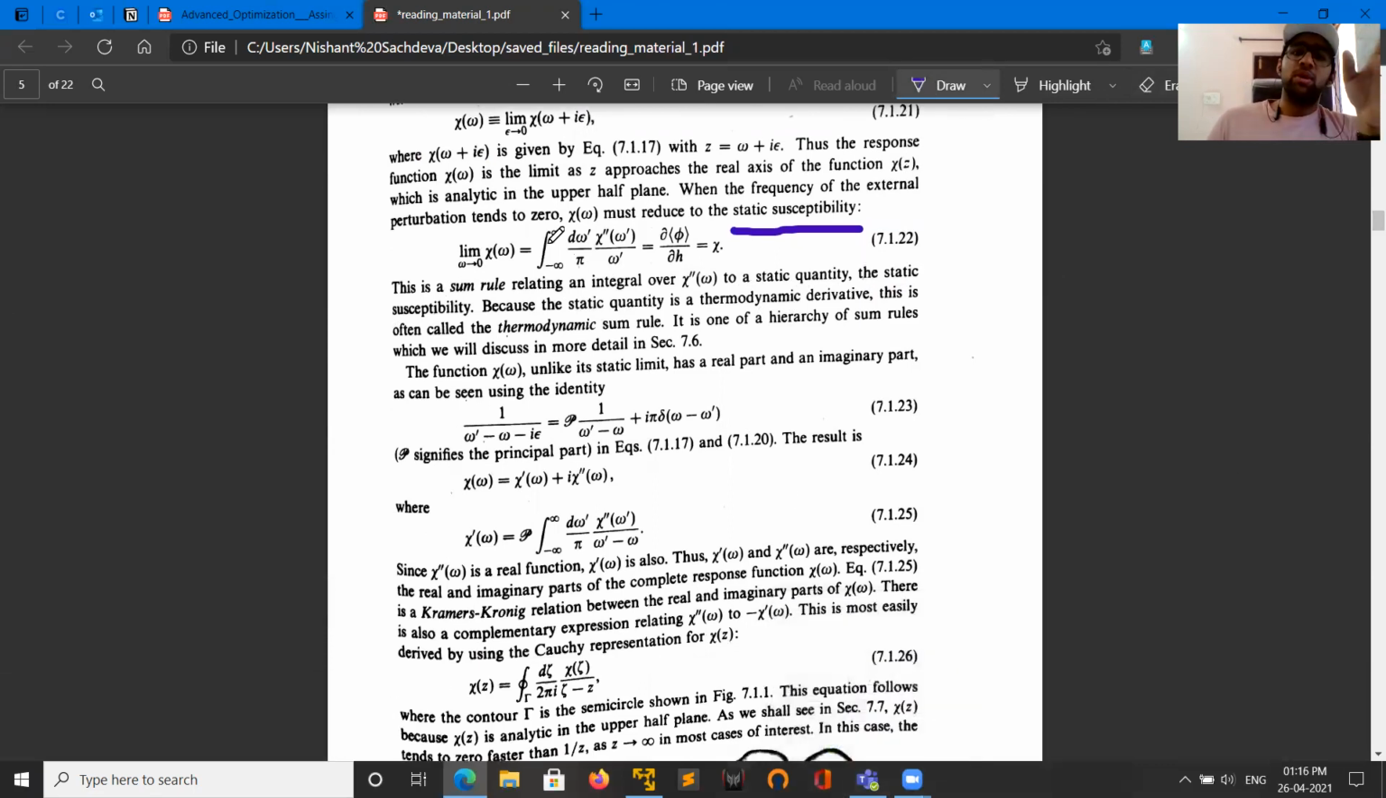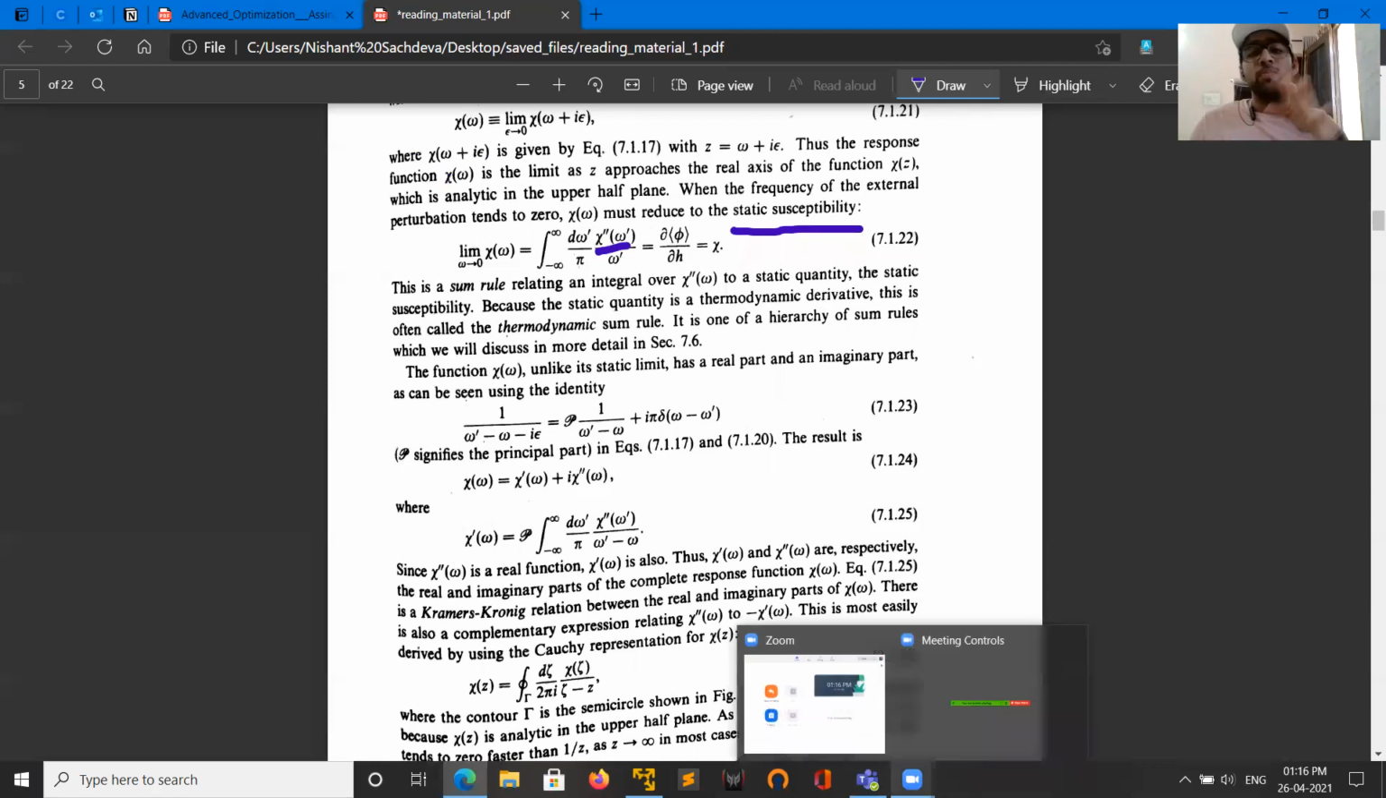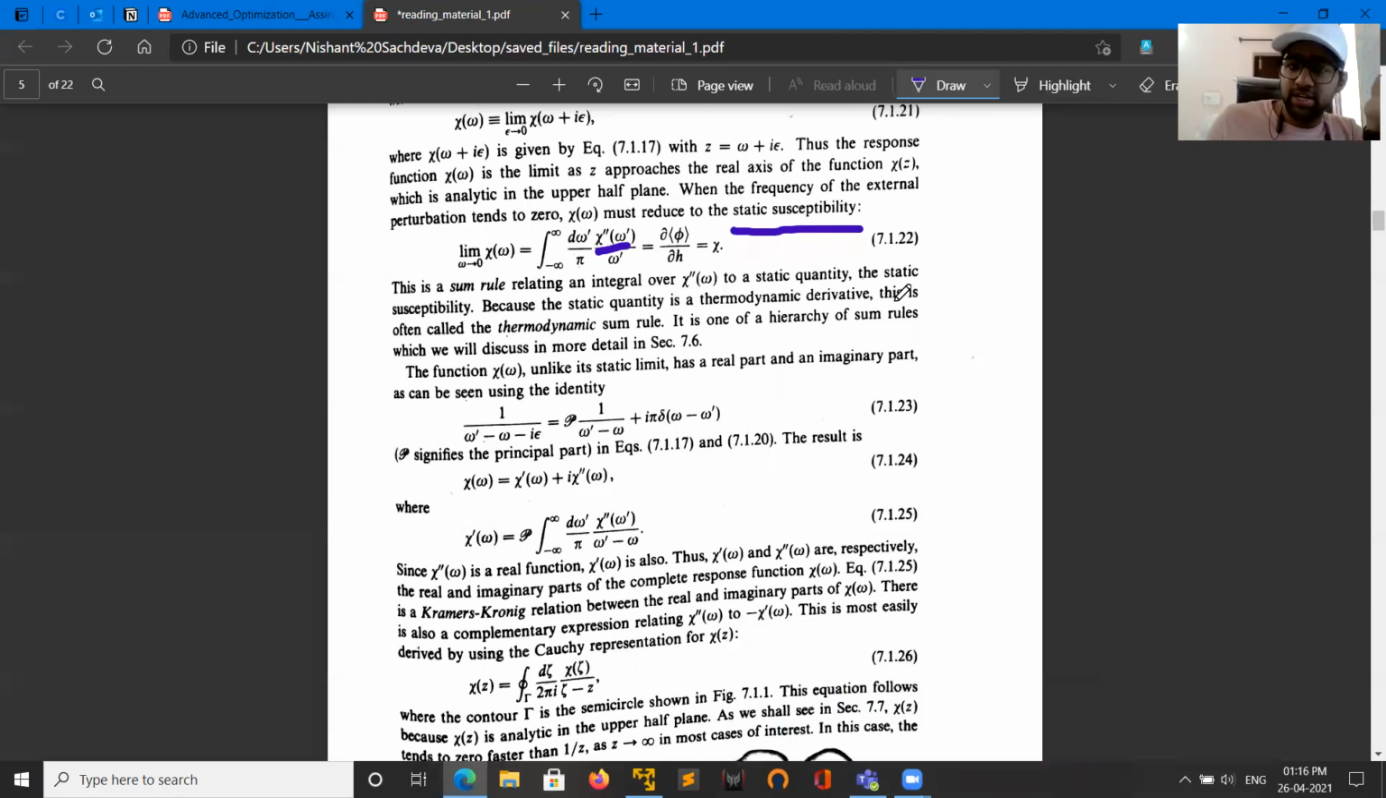Because the static quantity is a thermodynamic derivative, they're all fancy terms here, but we have to be a little bit mindful of them. So thermodynamic derivative, this is often called the thermodynamic sum rule. Let's go over that part again. Lots of big words coming here. So the sum rule, what we arrived at here, relates an integral over x double dash of omega to a static quantity, which is called the static susceptibility. That part we did. Now because this static quantity is a thermodynamic derivative, we call it the thermodynamic sum rule.